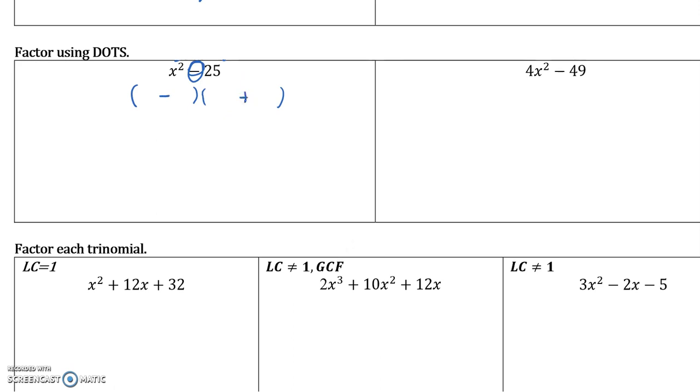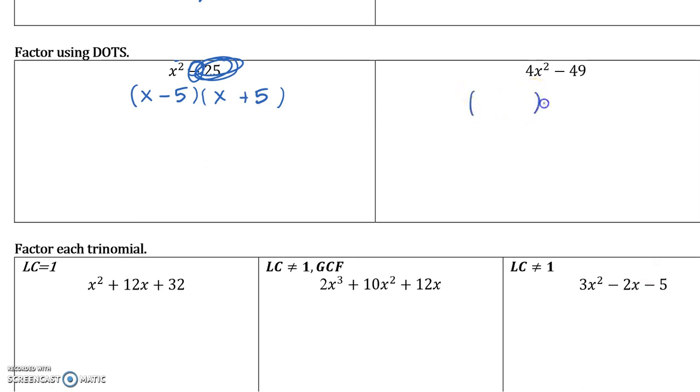You've got to think to yourself, what times what gives you x squared? Well, that's just x times x. And then you want to think about what two numbers multiply to give you 25, and you want both of those numbers to be the same number. So this would be x minus 5, x plus 5. And that's how you factor, and you're done.